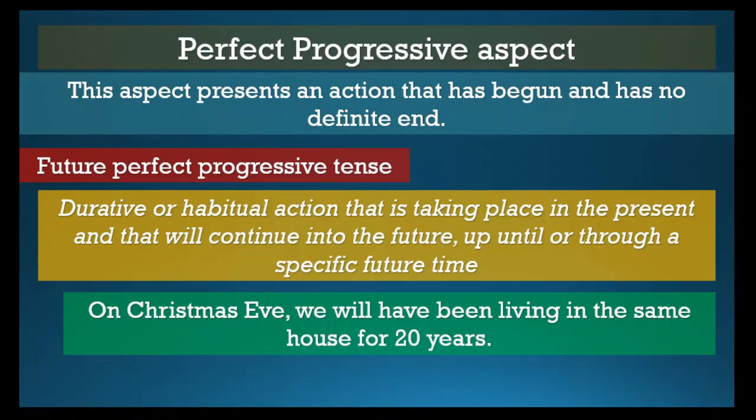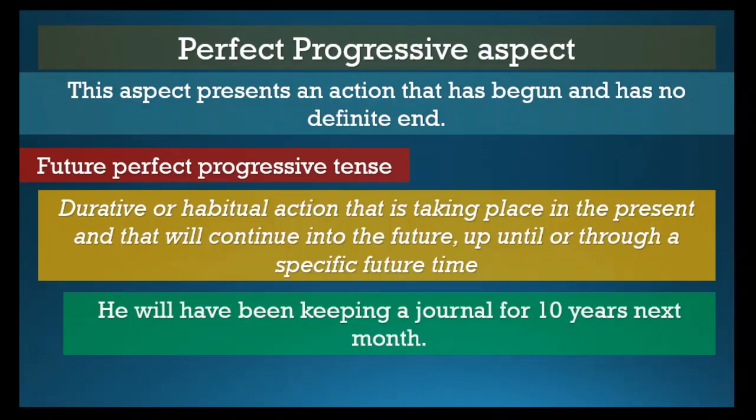Now, this is all supposed to consummate in the future because of the adverb on Christmas Eve. Again, the action of being able to live in that house for 20 years will not happen unless we go to that particular time of the Christmas Eve, which is a future time. Okay, so we have this future time, but in our main sentence, we have an action that is currently happening and that has already happened, and will culminate at a particular future time, which in here is Christmas Eve. Another example is this. He will have been keeping a journal for 10 years next month.